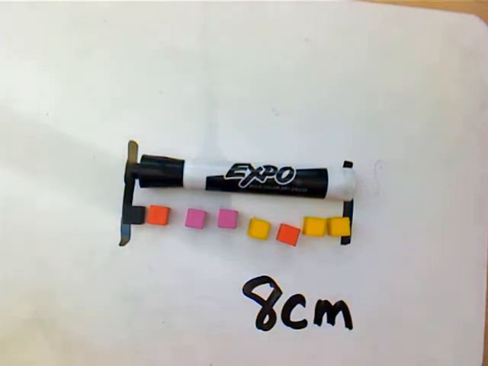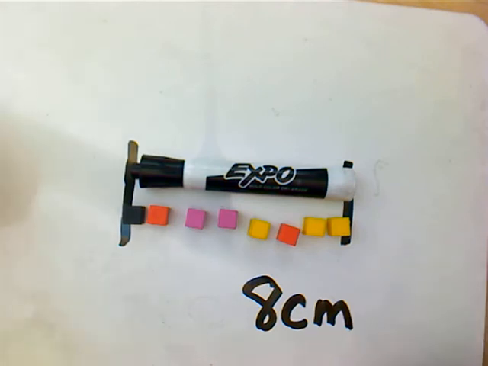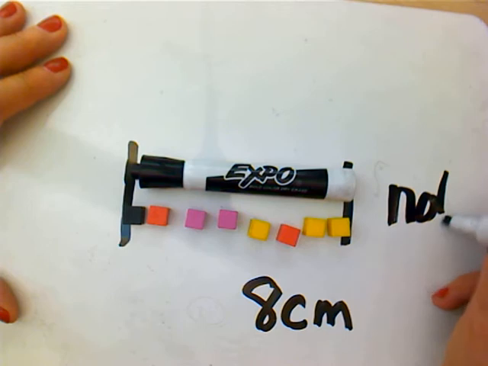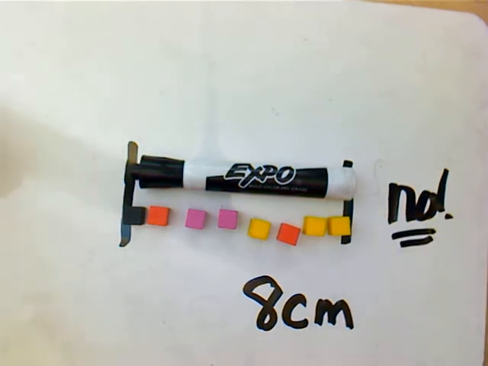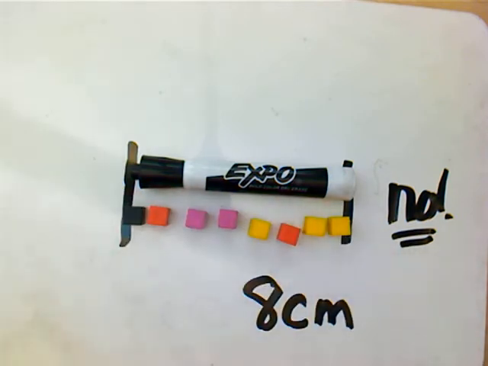What do you think about what I've done here? Does that seem like an accurate measure using my centimeter cubes, that this would measure about 8 centimeters? If you said, no, Miss Starr, that's not an accurate measure, I would have to agree with you. This is not an accurate measure of this marker. There's a big problem that I have.